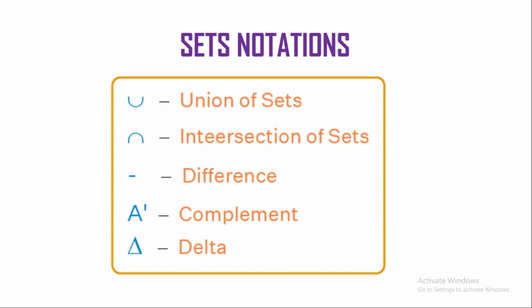Union of sets is just bringing together all the elements of two or more sets, bringing together all the elements. That's union of sets. Intersection of sets is the common element between two or more sets. What is common between them is the intersection.